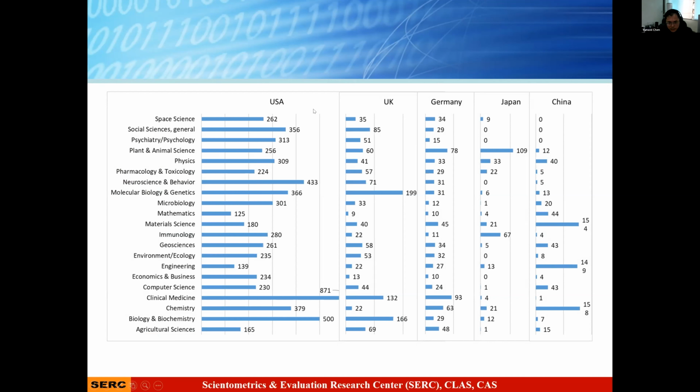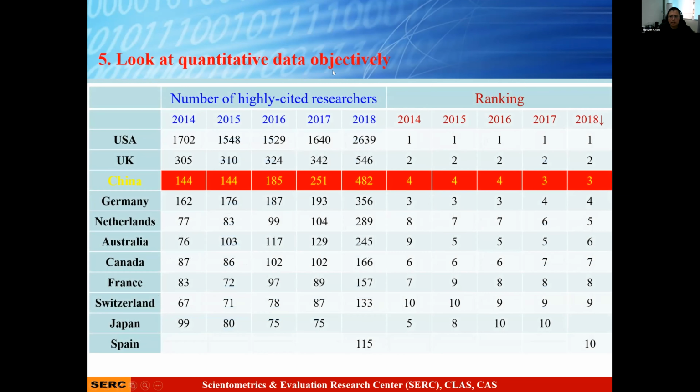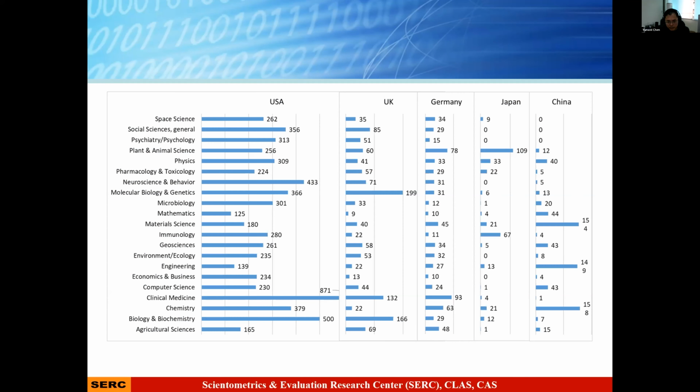Actually, the UK and Germany have a very even distribution. So I think if we look at the 22 fields, we get much more information, better than just a list of numbers. So we can show a very simple map, but it can give us a very deep view of the accurate information on the distribution of highly cited researchers.